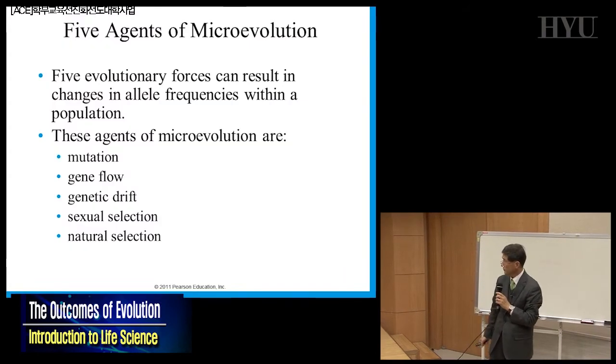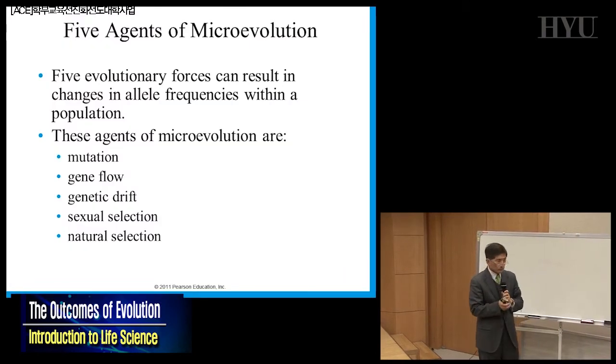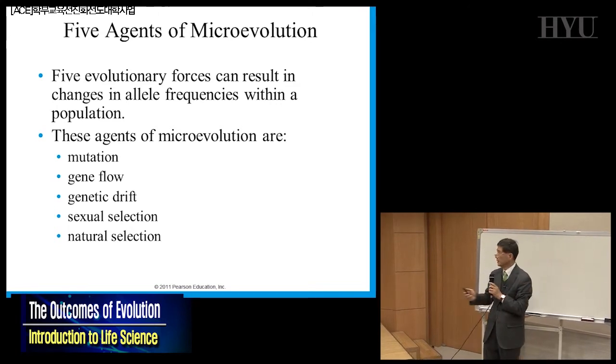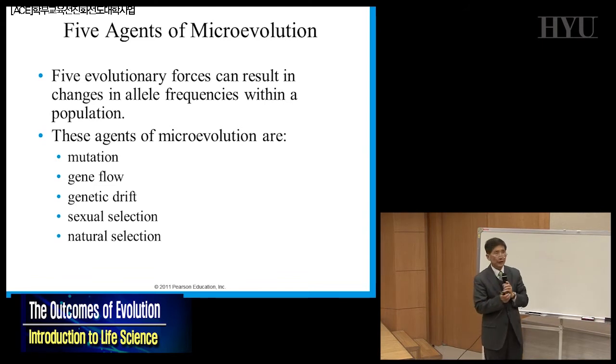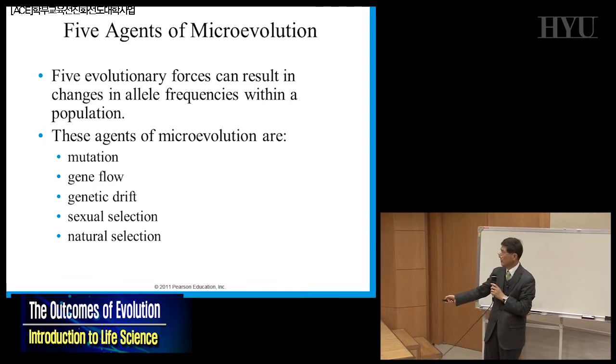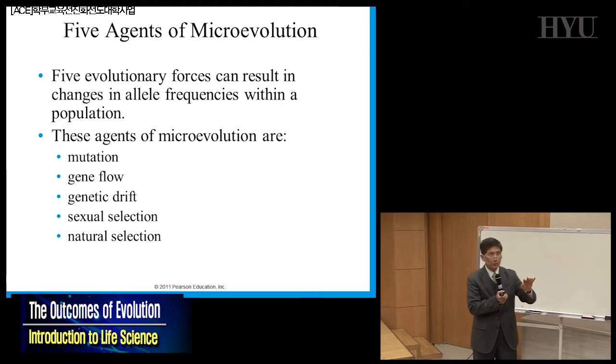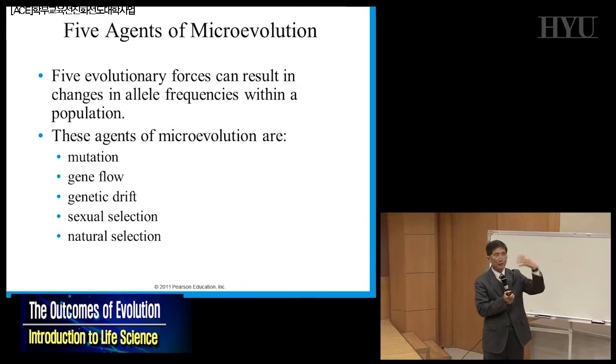The first one is called mutation. The second one is called gene flow. The third one is called genetic drift. The fourth one is called sexual selection. The final is natural selection. We'll go through one by one. Okay? If you can understand, good. If you cannot understand, you can ask, I can repeat.